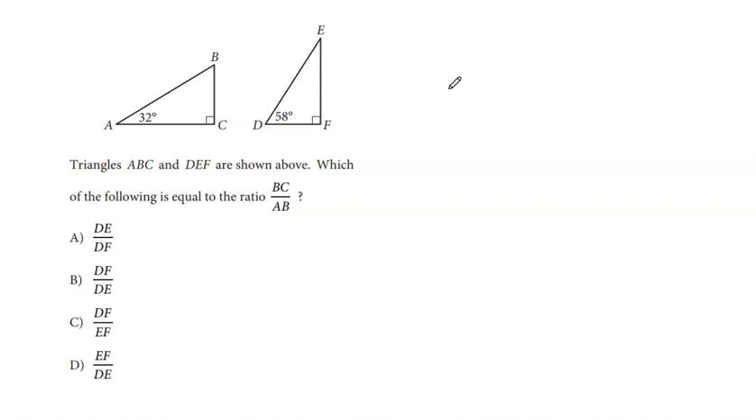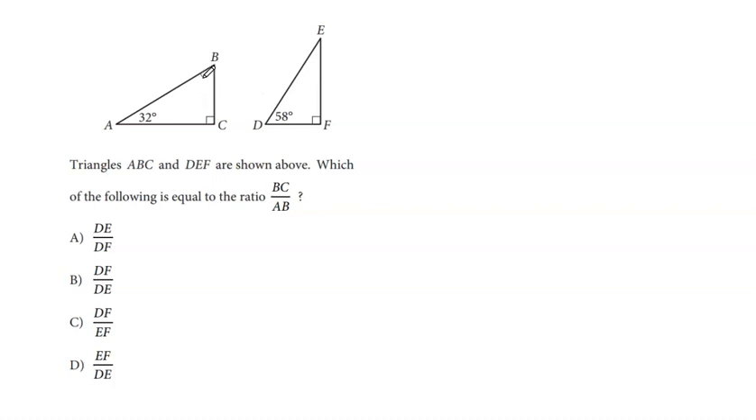In this question, we are given two triangles, ABC and DEF, and we are asked to find a ratio, BC over AB, and its corresponding equivalent in the second triangle. So between the two, we can see that they are similar triangles.